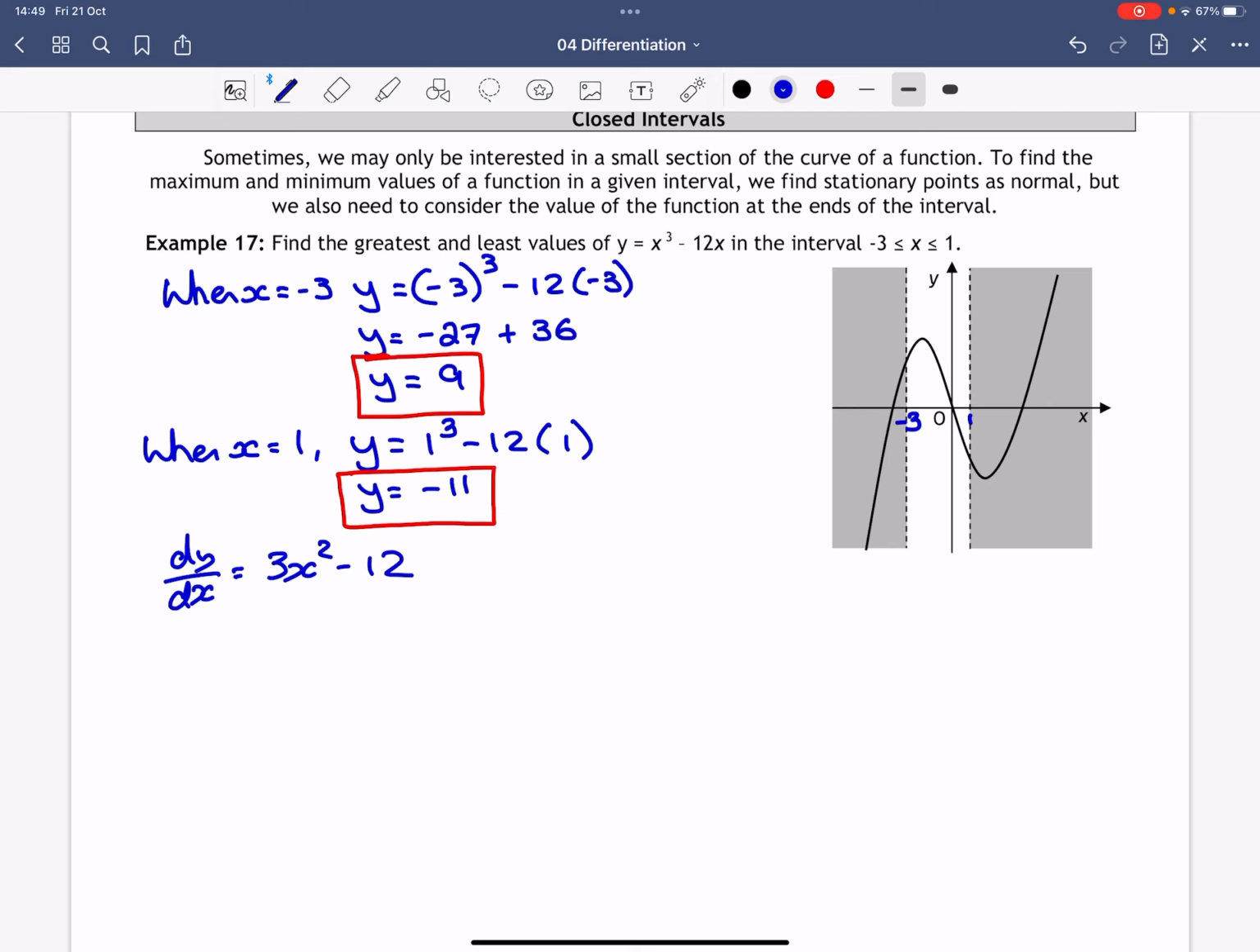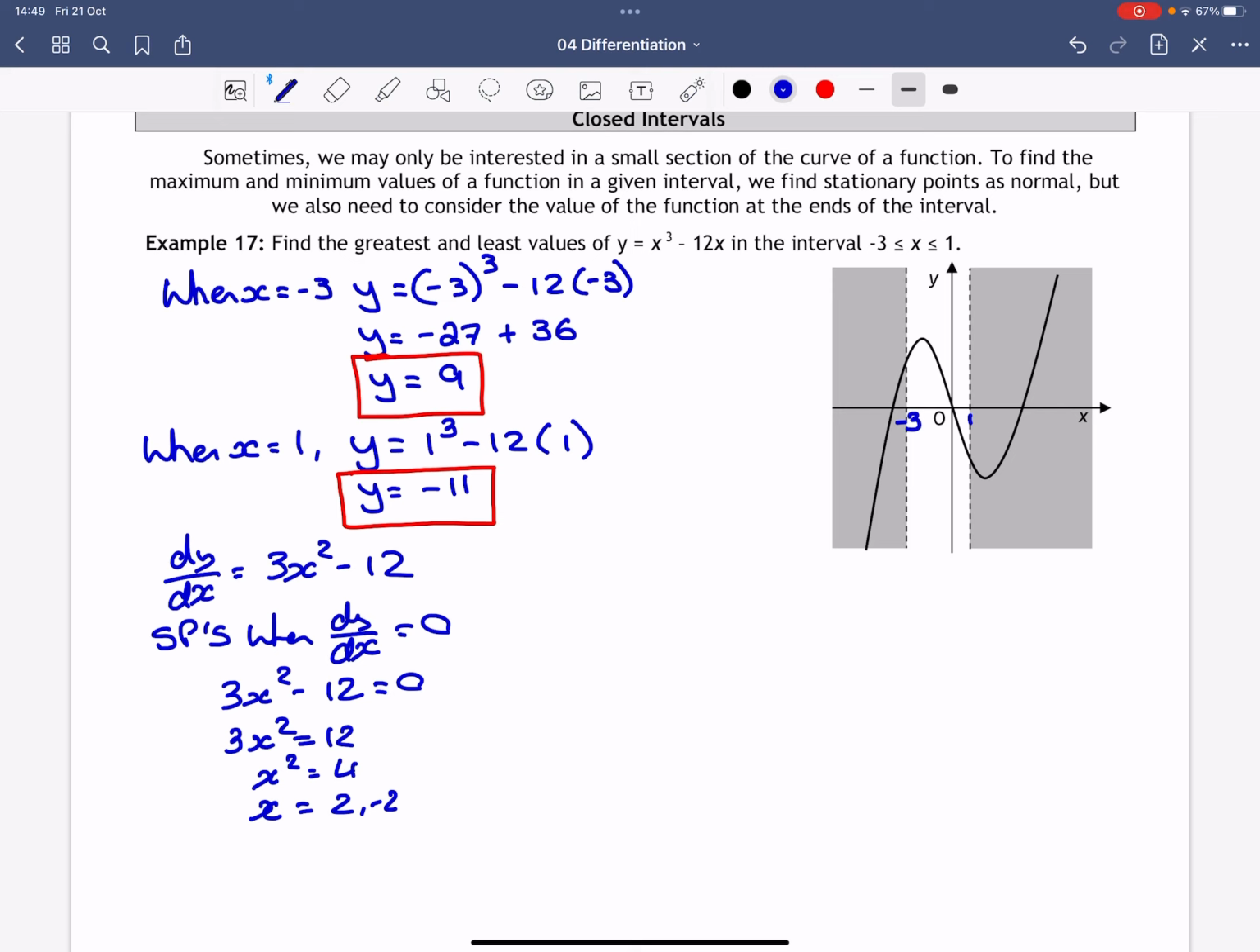Find stationary points. We know that stationary points occur when dy/dx is equal to 0. So we get 3x squared minus 12 equals 0. So that will be 3x squared is equal to 12. x squared has to be 4. So x has to be 2 or minus 2. Now our boundary tells us that I'm only interested in values between minus 3 and 1. So right now I can just ignore that value of 2. Okay, so let's use minus 2.